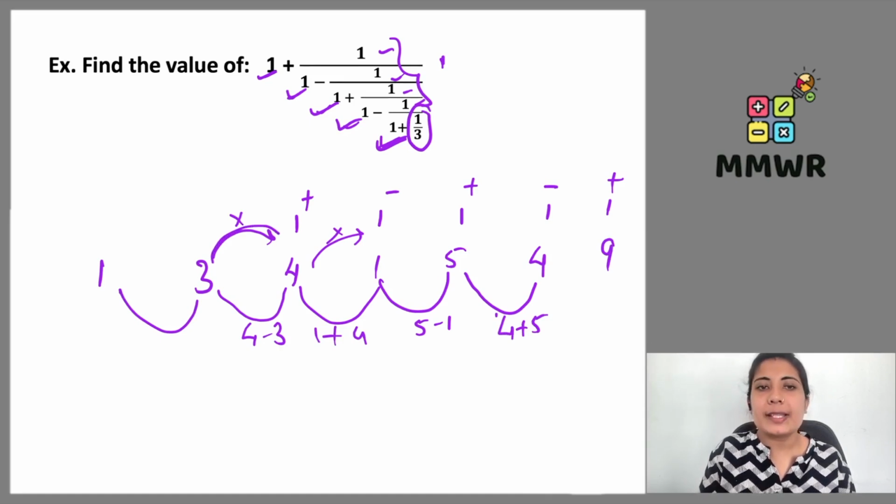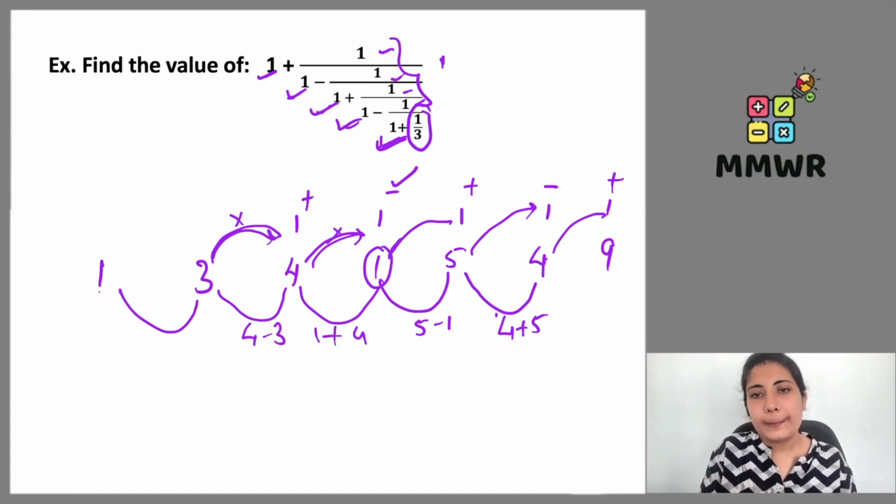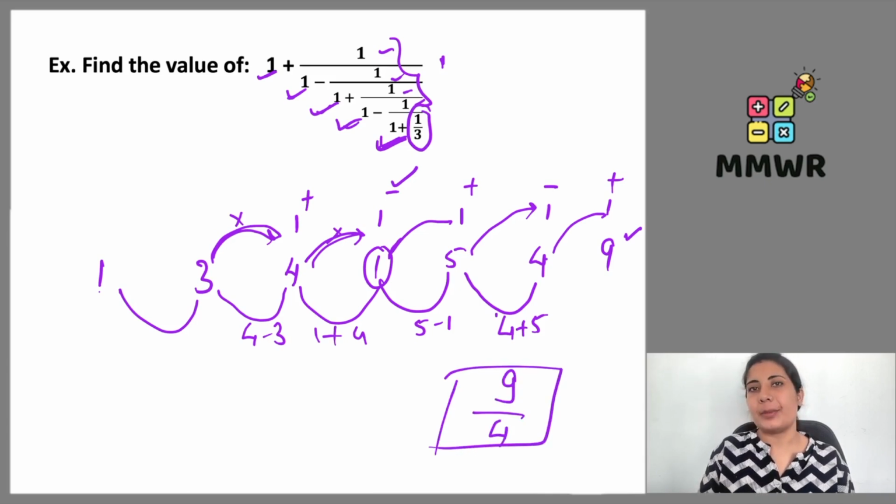How do we do it? 3 ones are 3 plus 1, 4. 4 ones are 4 minus 3. Just because of this, minus 3. Then this gives me 1 here. 1 ones are 1 plus 4, 5. 5 ones are 5 minus 1 gives me 4. 4 ones are 4 plus 5 gives me 9. So 9 upon 4 is the final answer for this example.